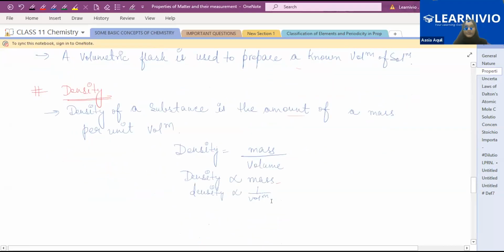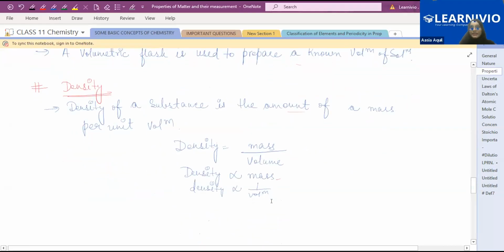So what is density? Density of any substance is the amount of mass per unit volume. Density is mass divided by volume. Looking at the formula, density is directly proportional to mass, but inversely proportional to volume.